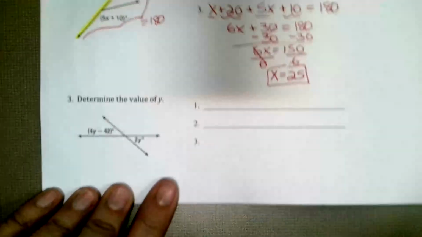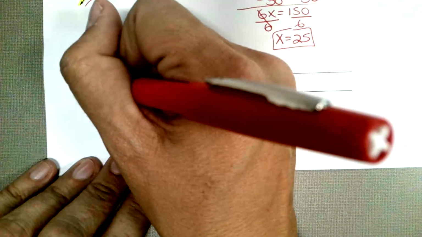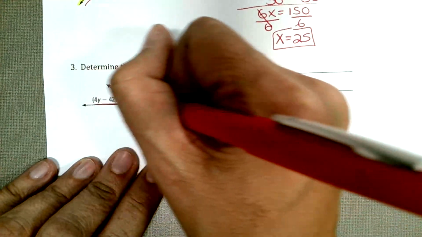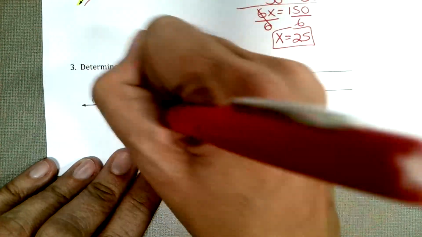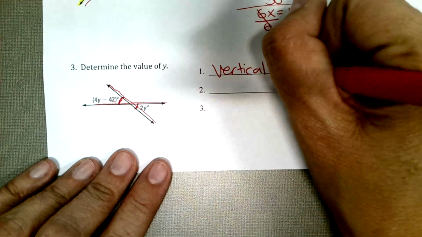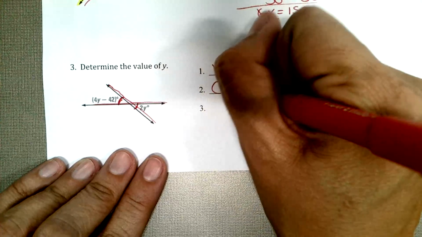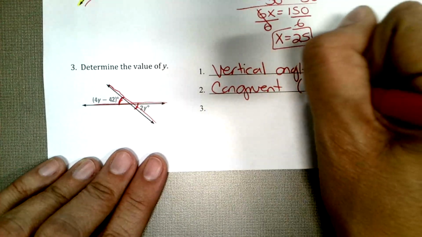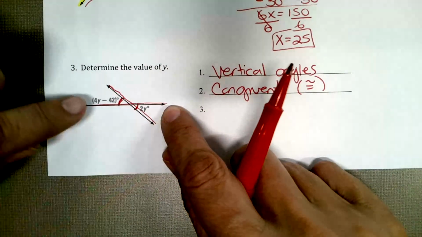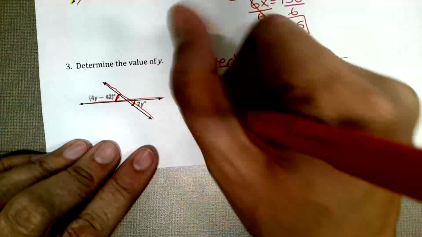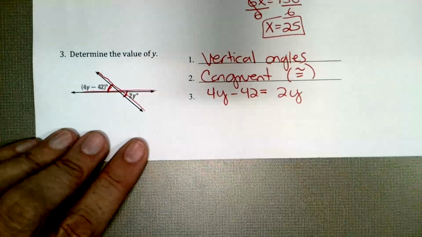Number 3, determine the value of y. So what angle pair do we have here? We have the two lines crossing, and these are opposite, which means they're vertical angles. Opposite angles formed by the intersection of two lines. And we know vertical angles are congruent, the equal sign with the squiggle. So we put an arc mark in each to show they're the same. If they're the same, we're going to set them equal. So 4y minus 42 equals 2y.